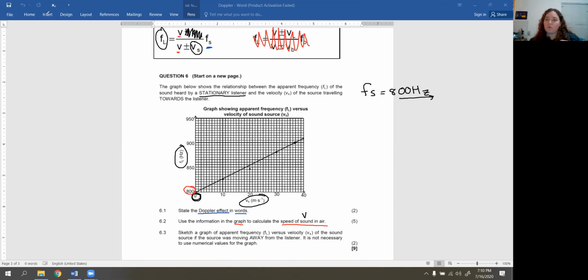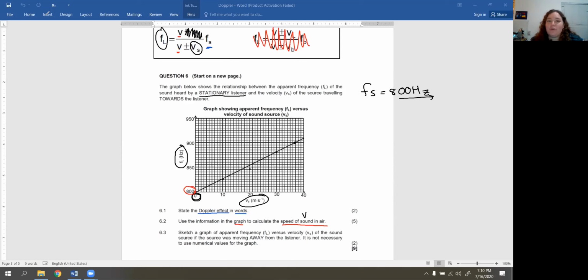So in order for the source to be stationary, its velocity must be 0. If you look on my graph, I've circled the velocity of the source being 0, and where the source has a velocity of 0, the frequency that's observed is 800. It's a clever use of graphs to make a question considerably more complicated. All right, I hope that that makes sense.